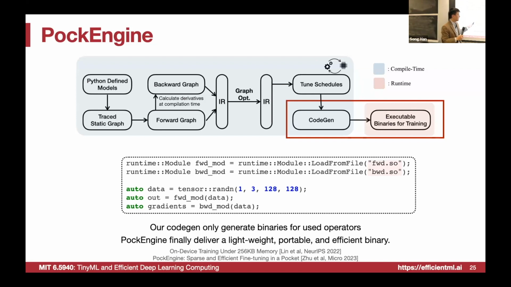Okay, so finally, the PockEngine can perform code gen to only generate the binaries for the operators that are actually used in this neural network, rather than make it very general to support any neural nets, so that you can get a very lightweight, portable, which is very important for IoT, and also efficient binary.